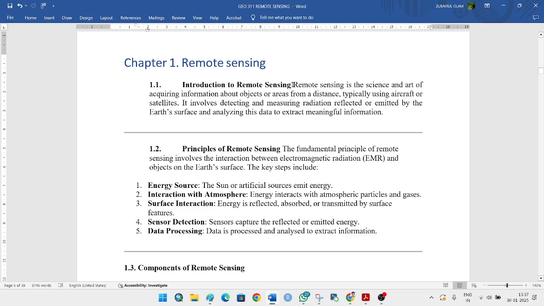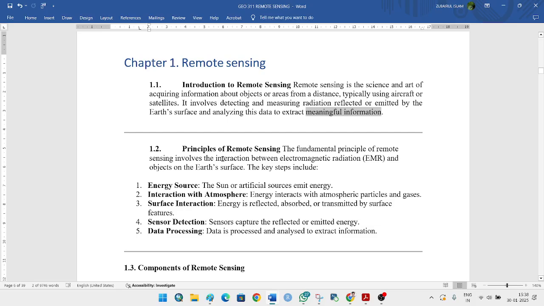Remote sensing is understanding of the surface of the Earth without physical contact, or from a distance, and it is done by measuring the radiation which is reflected or emitted. So the reflected part is the visible part and infrared part, while the thermal part of the energy is emitted here. So this is all done to understand the Earth's surface. It's a data analysis of the surface of the Earth to extract meaningful information. So this is about remote sensing.